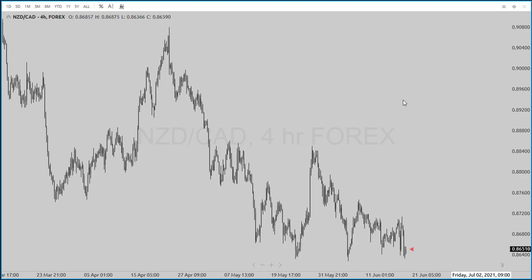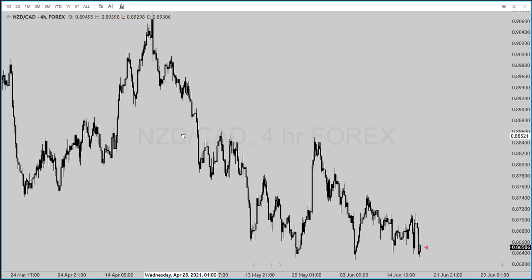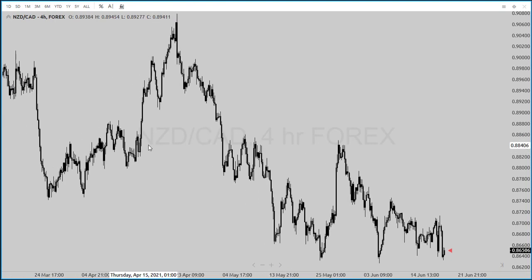Hi guys, so today I'm going to be answering the question: how do Forex markets move? In front of me I have a chart here, and this is the New Zealand CAD, so it does not matter. I just have this chart here to show you all.